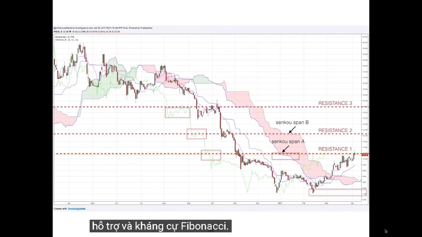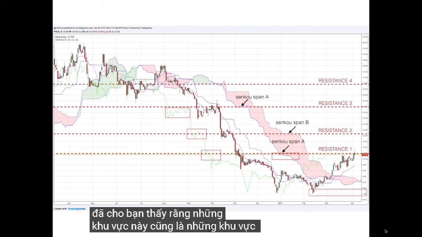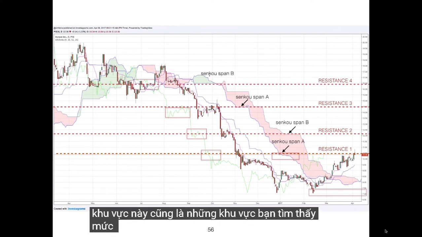Now these are areas where price bounced. Previously, I also showed you that these areas are also areas where you find Fibonacci levels.